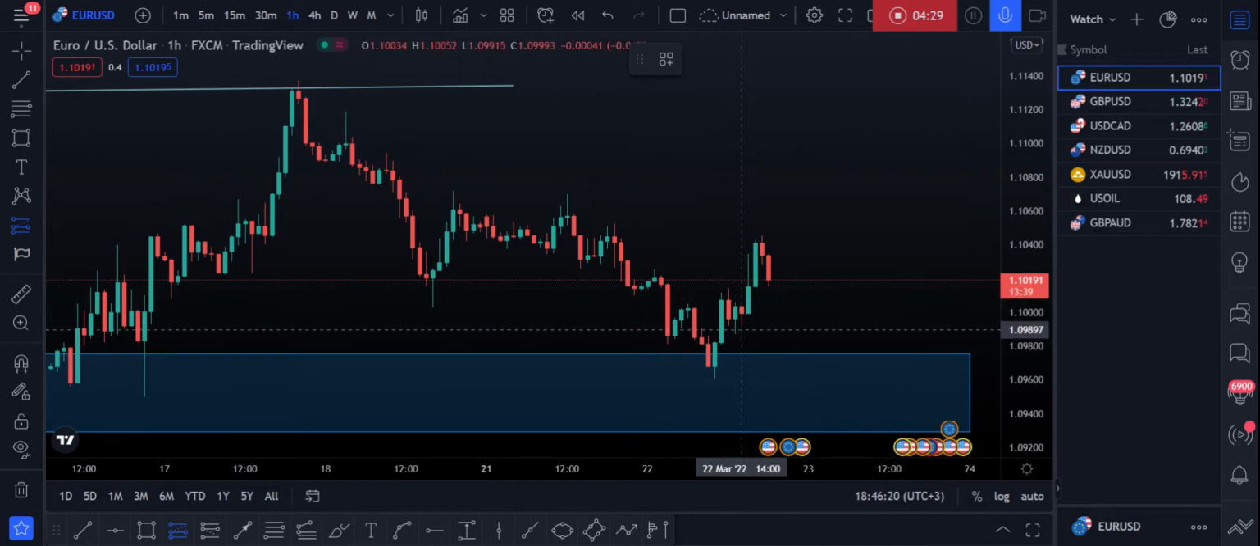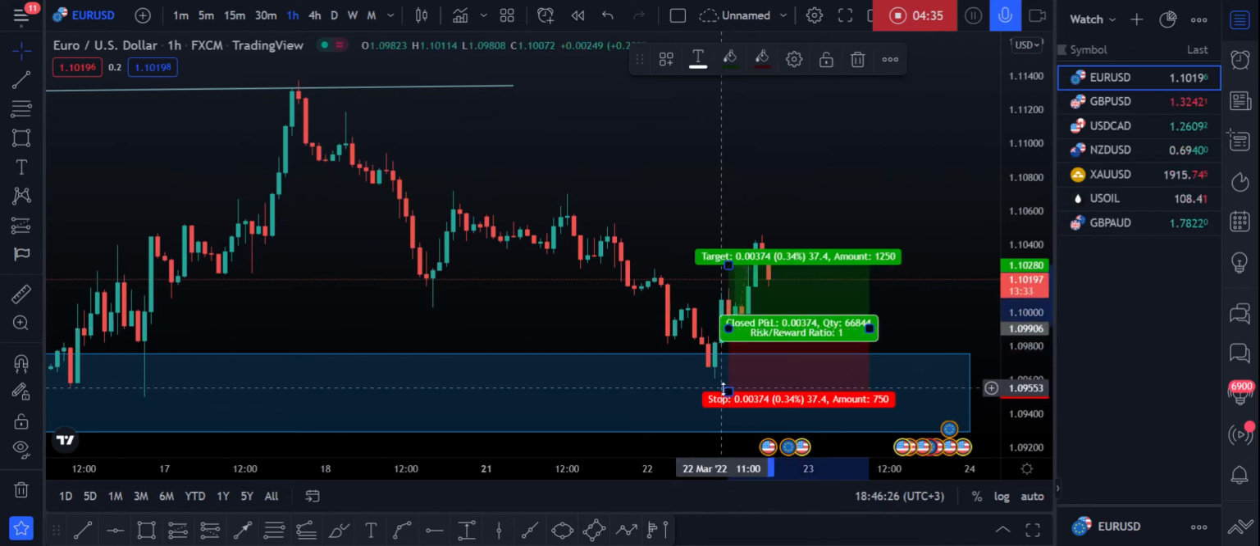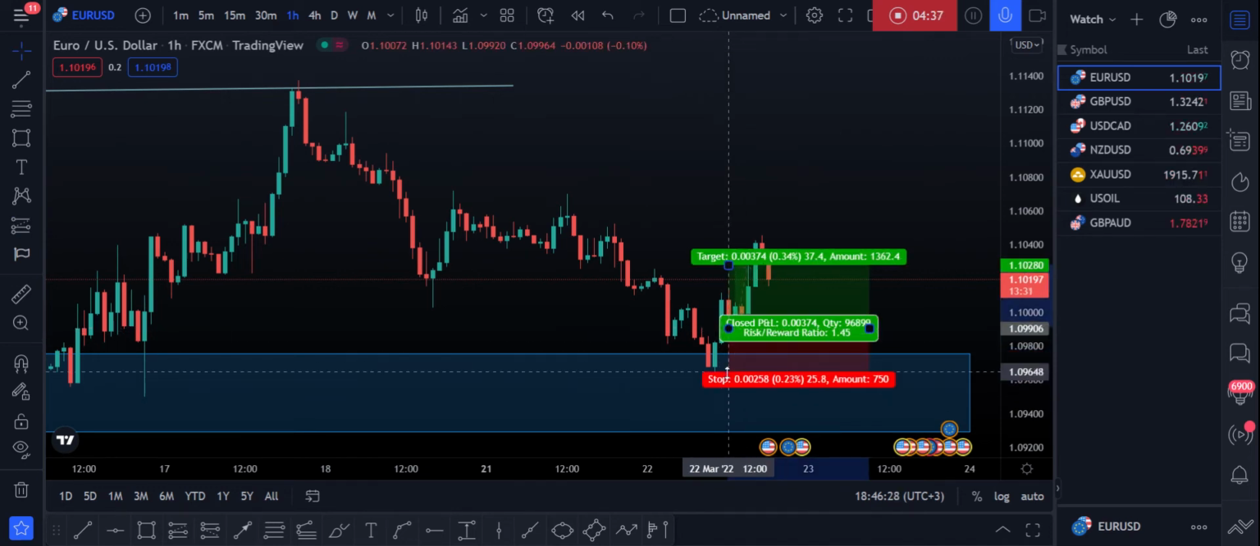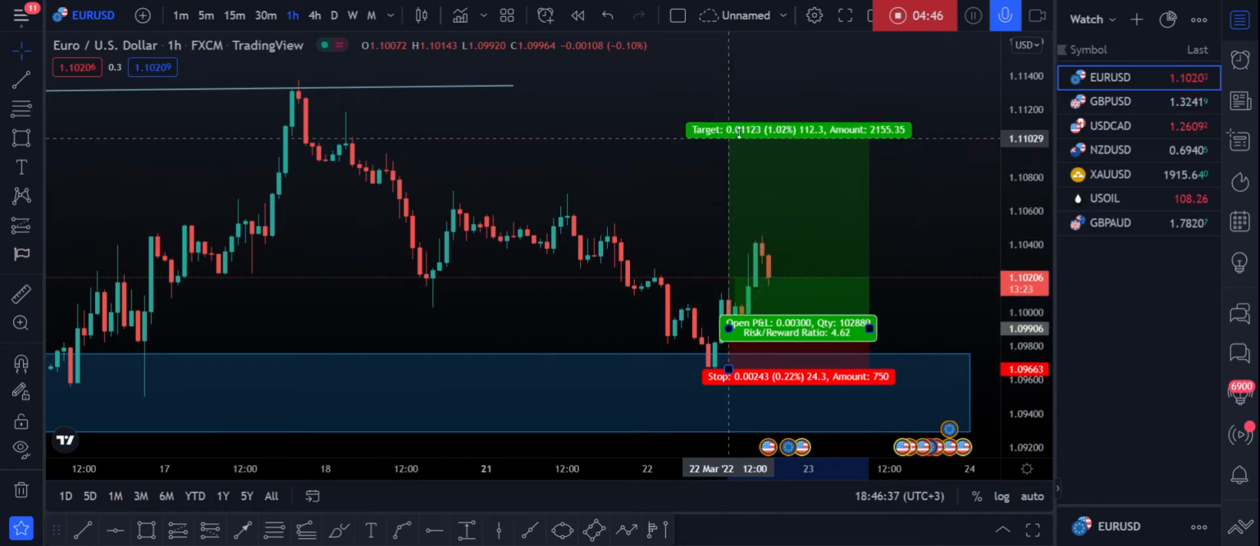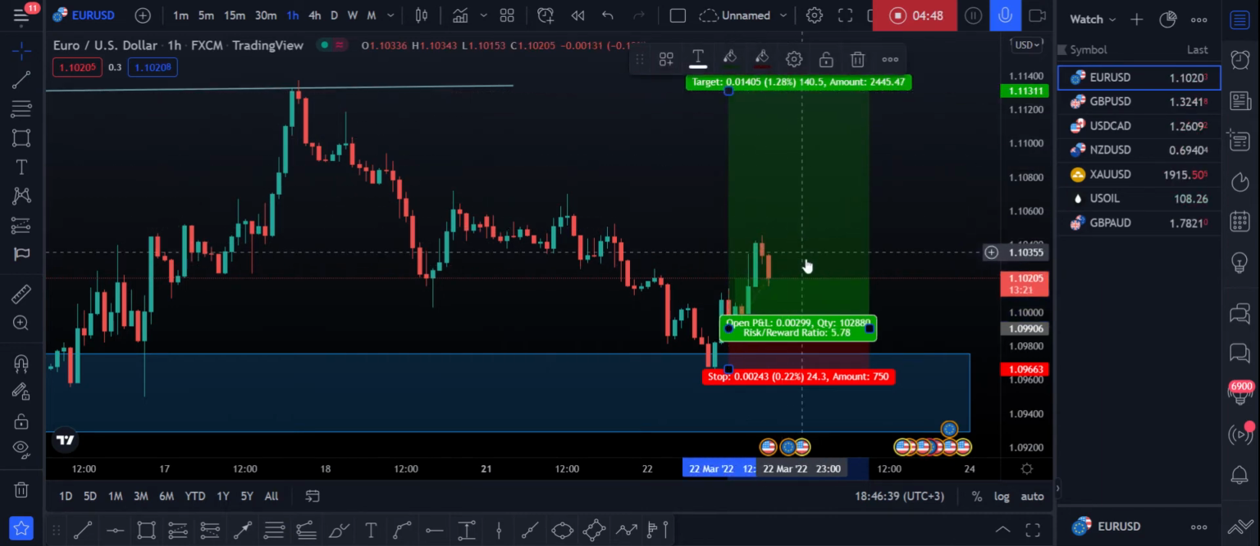We could as well go down on lower time frames to get in. But at this point, you can get in, and you can see now your stop loss is only about 20 pips. And our targets, we take them to the highs of the market.